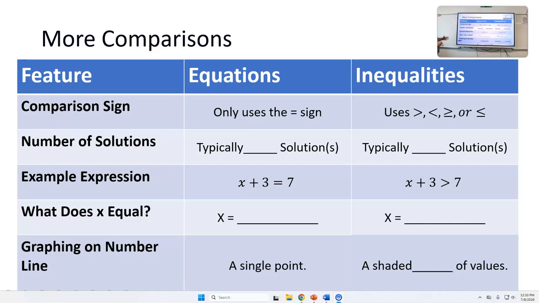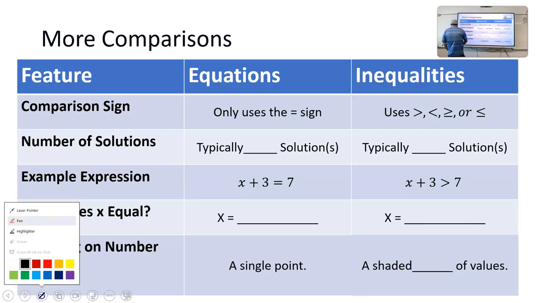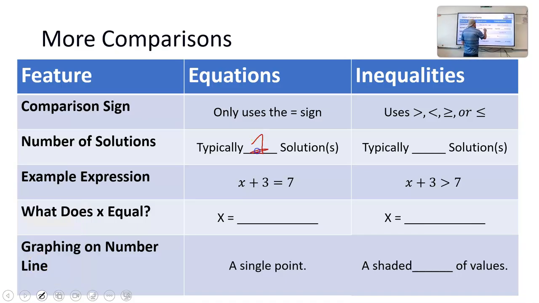We're just comparing them. The equation only uses an equal sign. Inequalities use the greater than, less than, greater than or equal to, or less than or equal to sign. Number of solutions: an equation typically only has one solution. And for an inequality, it's typically many solutions, because it's any number bigger or smaller than a certain number.